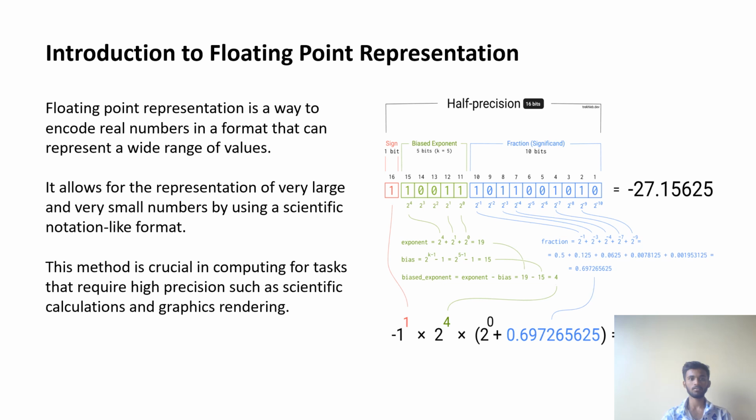Floating point representation is a way to encode real numbers in a format that can represent a wide range of values. It allows for the representation of very large and very small numbers by using a scientific notation like format. This method is crucial in computing for tasks that require high precision, such as scientific calculations and graphic rendering.